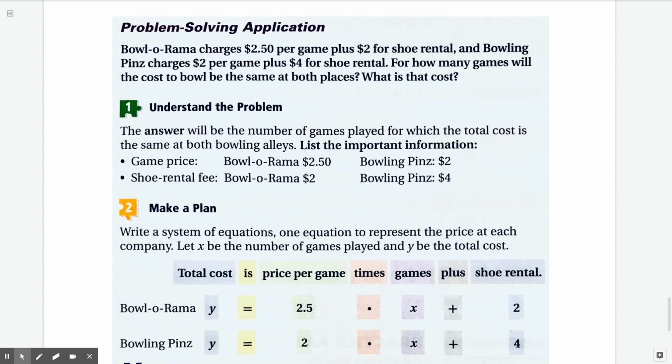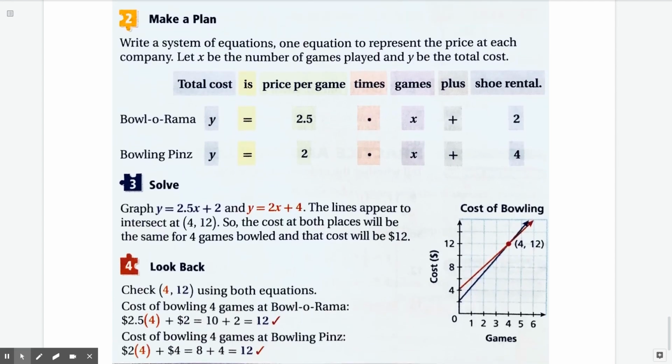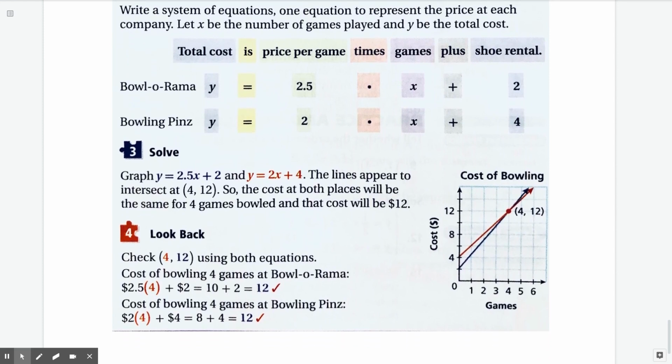Then Bowling Pins charges $2 per game plus $4 for a shoe rental. $2 per means multiply times the amount of games, so 2x plus 4. 4 is your y-intercept. All right, so now we have the two equations. Now again, to find the point of intersection, you can choose to graph them. Once you graph them, what you'll see is that they will intersect at (4, 12). Well, at (4, 12), what does that mean? That means that this is the point at which they should be the same.